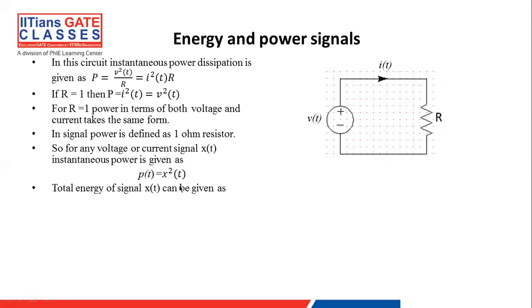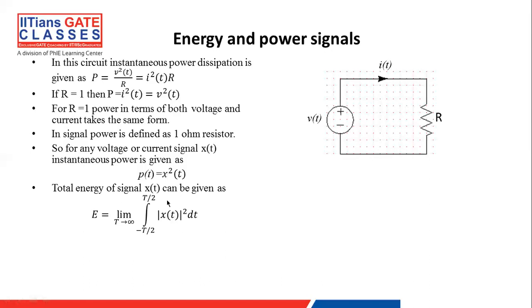Right. Now, everyone knows that there is a relationship between energy and power. Power is given as energy per unit time, or energy is nothing but power into time. So if you want to calculate the total energy, we need to integrate this p(t). This is the power and this is the time over which we integrate to calculate the total energy.